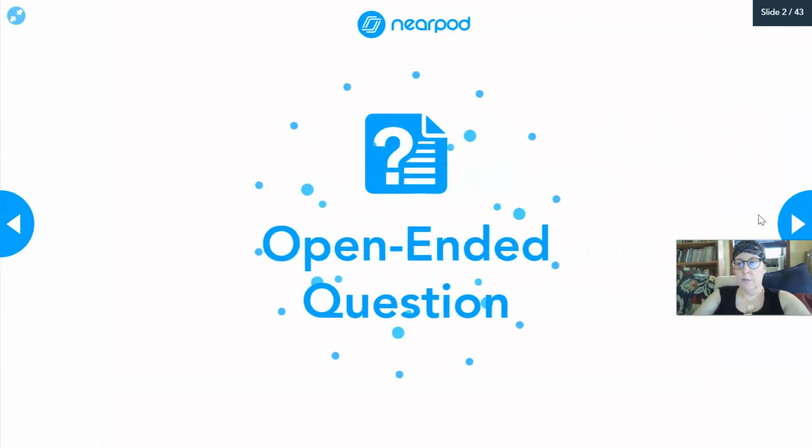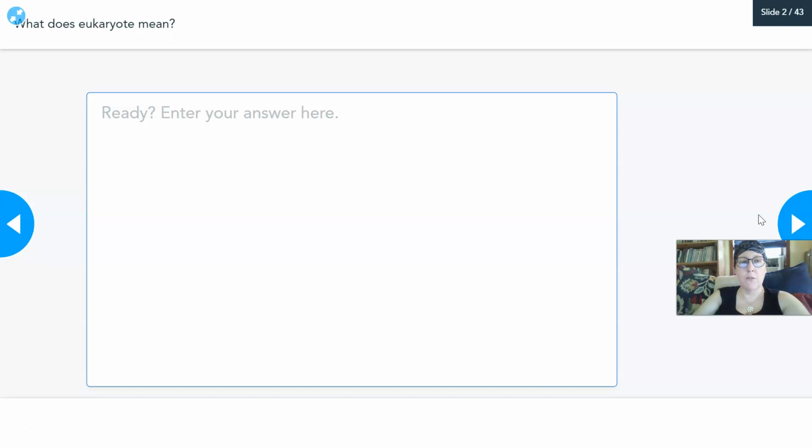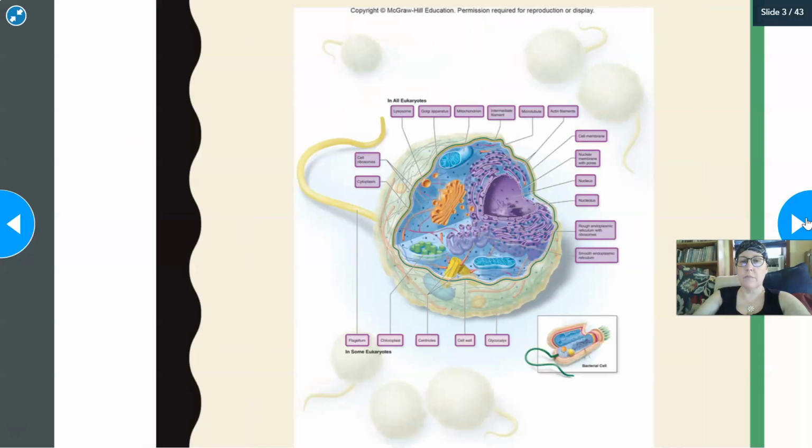So again, this is going to be highlights of this chapter, information that I think is relevant. So first of all, what do you think eukaryote means? You're welcome to look up the definition. If you've had medical terminology, you can see the word parts in there. And so, what does it mean? And what if you had to literally translate eukaryote, what would that be?